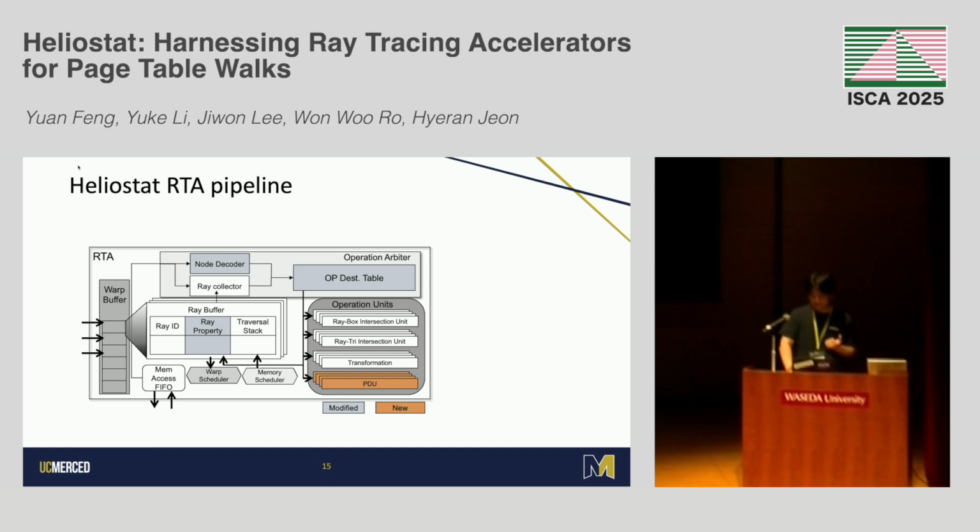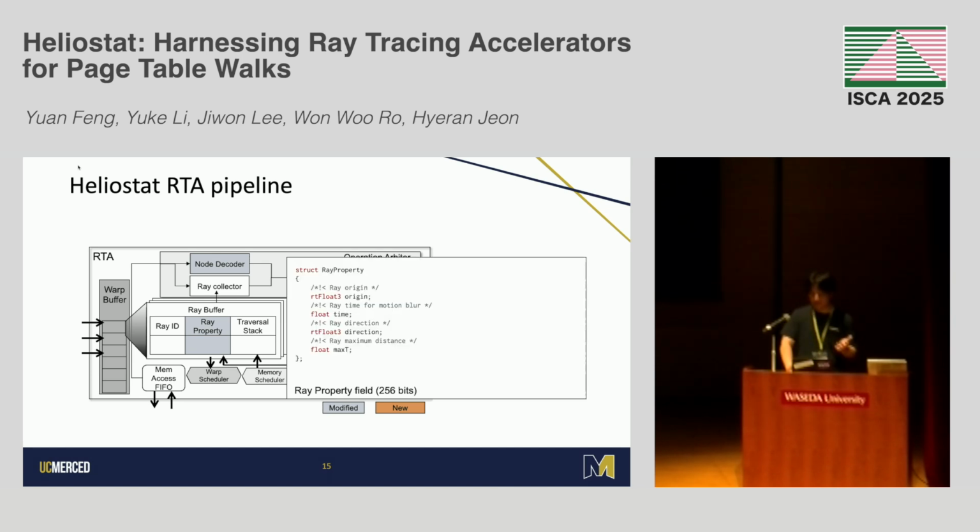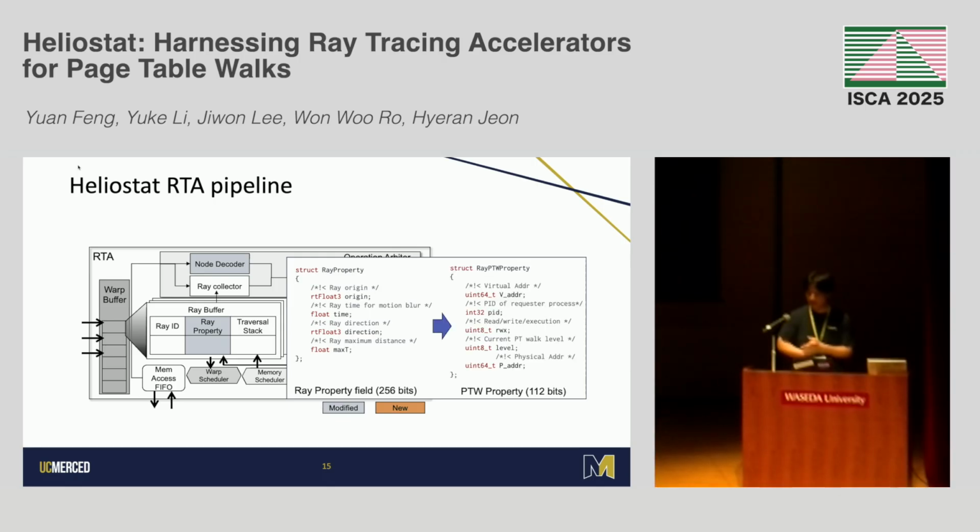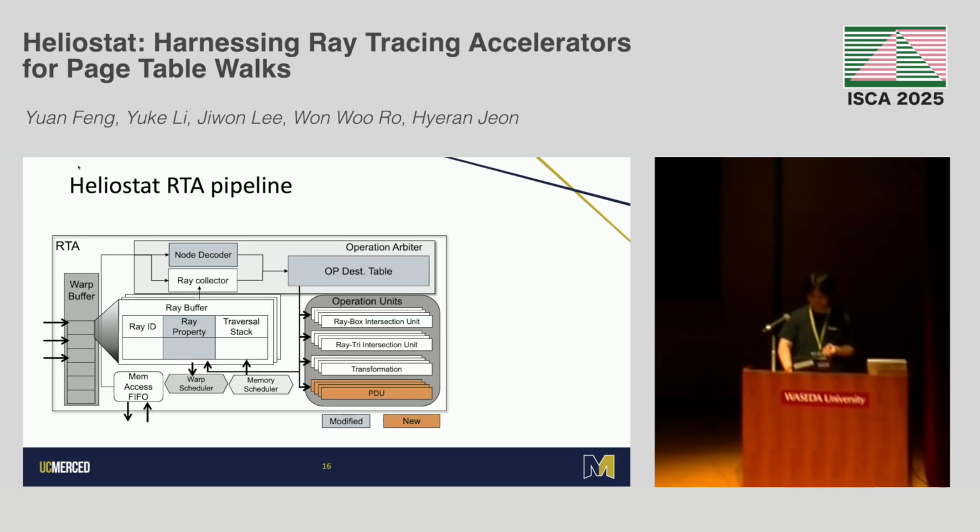We then extend the ray property field from the current format, which is 3D geometric specific, to a format that is fully compatible with page table walks, in which it consists of all the essential fields to perform page table walks, including virtual addresses, PID, access control metadata, and the level of the current radix tree walk. Since the packet size is smaller, we don't have to do extra packetizing.